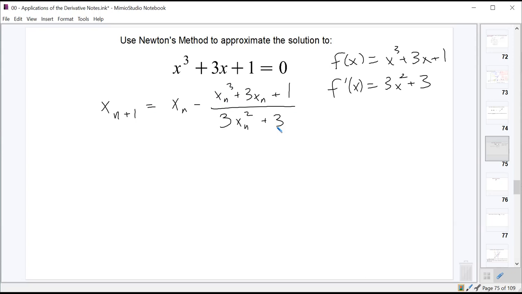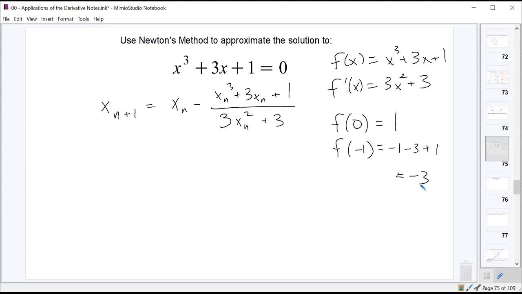Well, I think we can see that f of 0 is equal to 1. And if we then tried to figure out what f of negative 1 was, that'd be negative 1 cubed, that'd be negative 1, and then plus 3 times negative 1, that'd be minus 3, plus 1. Well, that value is negative 3.